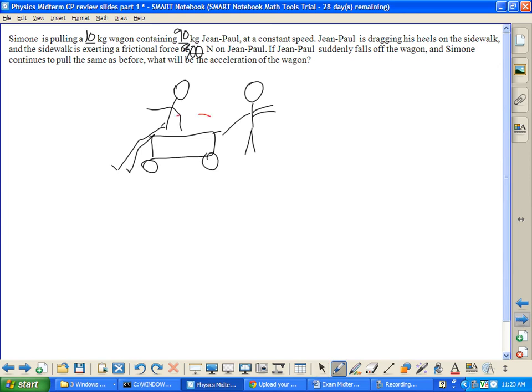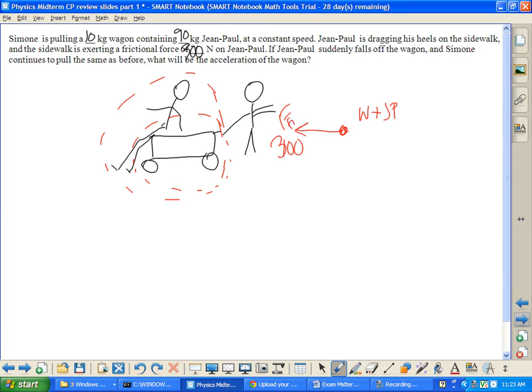For what object? Wagon. Good. Actually, wouldn't it be the wagon with Jean-Paul? Yes, I think that's the thing to do. So, wagon plus Jean-Paul, so 100. What do we know about forces? Frictional force is still 300.